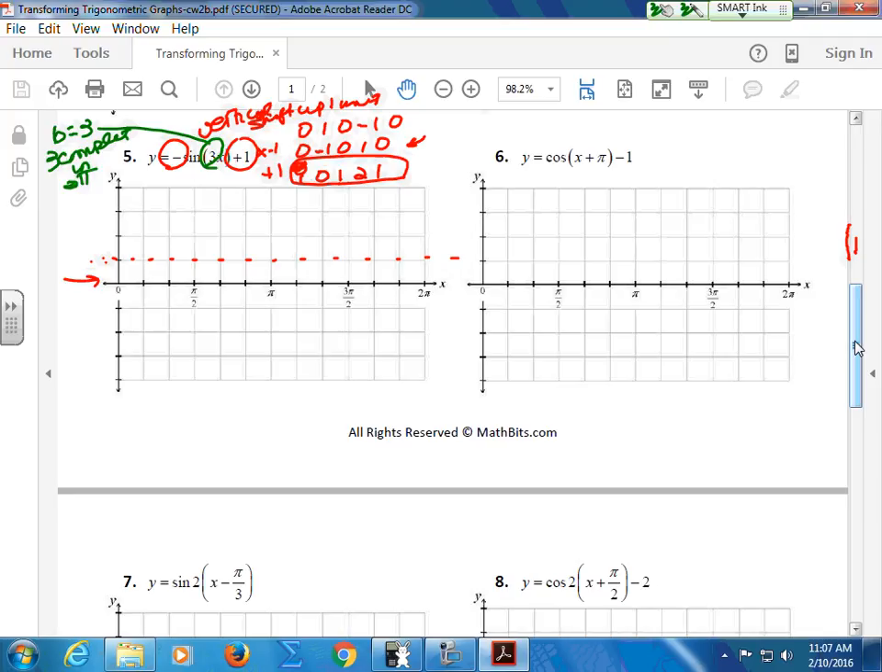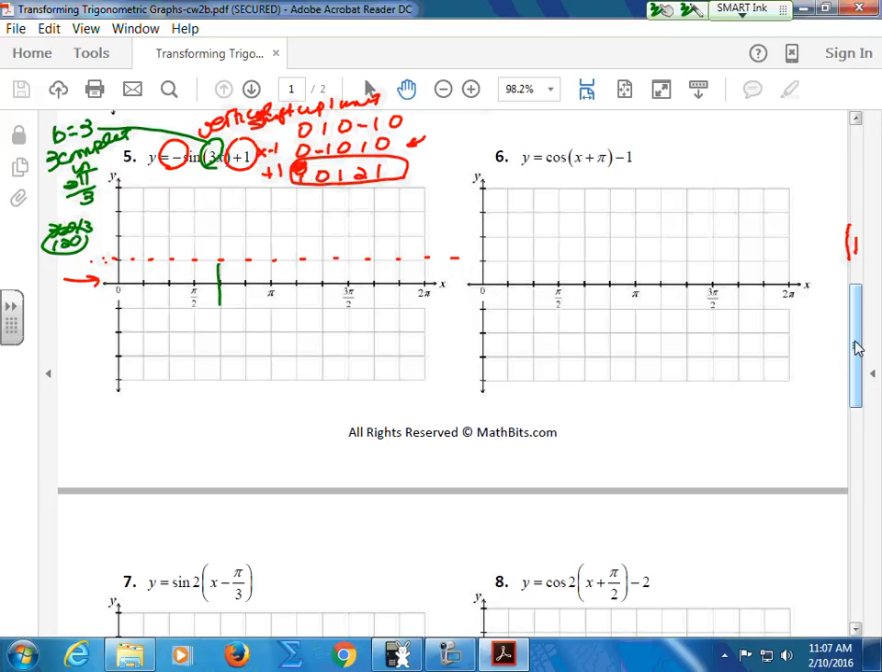So think of this in degrees for a second. If I complete 3 cycles in 360, how much is each cycle going to be? 120. I take 2 pi divided by 3, or 360 divided by 3. It takes me 120 degrees. So every 120 degrees, I'm going to make a complete cycle.